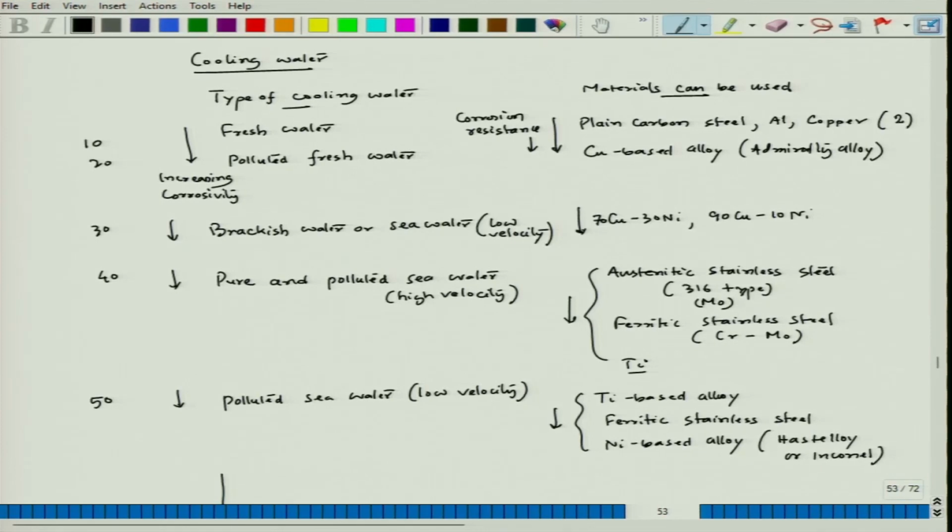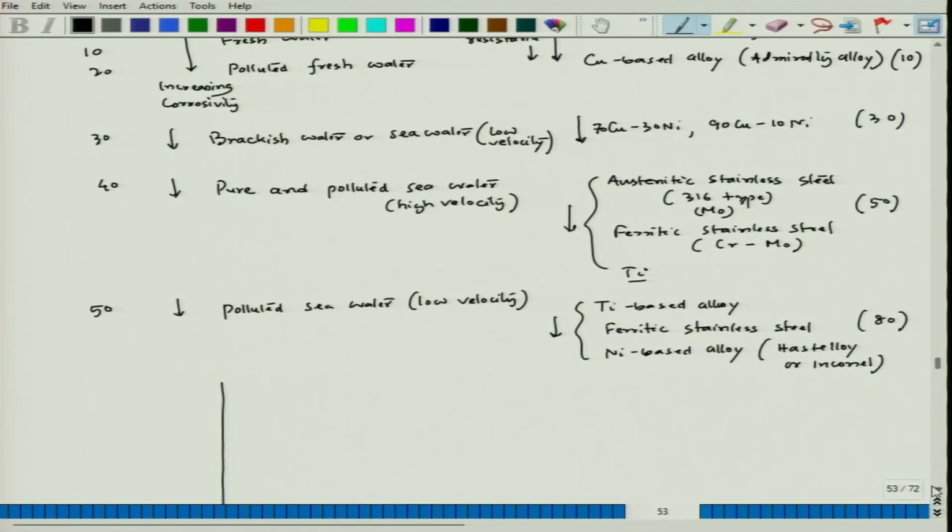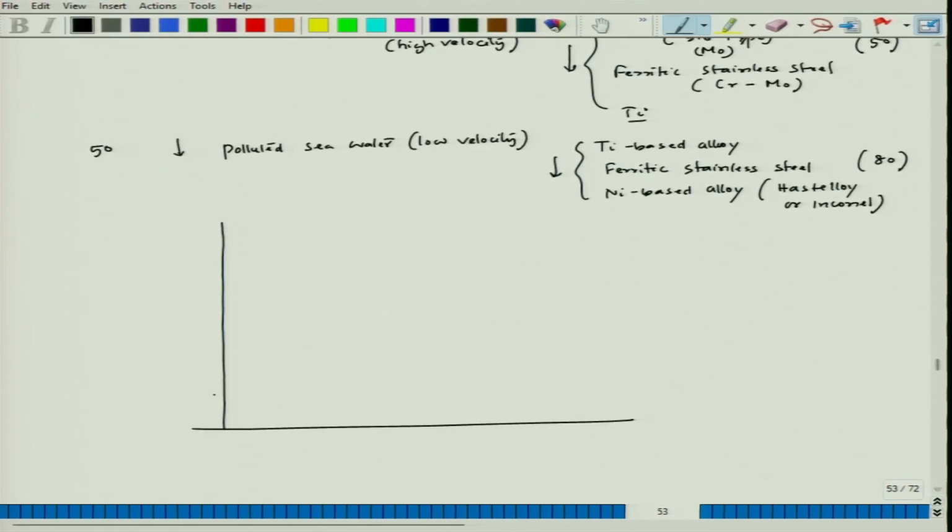Higher the number, higher is the corrosion resistance. I can put it as 10, I can put it as 30, for the next set of materials 50, and the last one 80. Okay, so this is a random number I have assigned. That means higher the number, higher is the corrosion resistance, and on the left side, higher the number, higher is the corrosivity. So I can put them like this with increasing numbers 10, 20, 30, 40, 50, this is corrosivity.